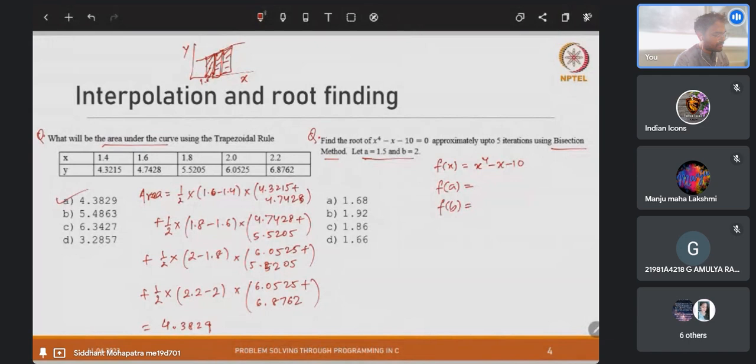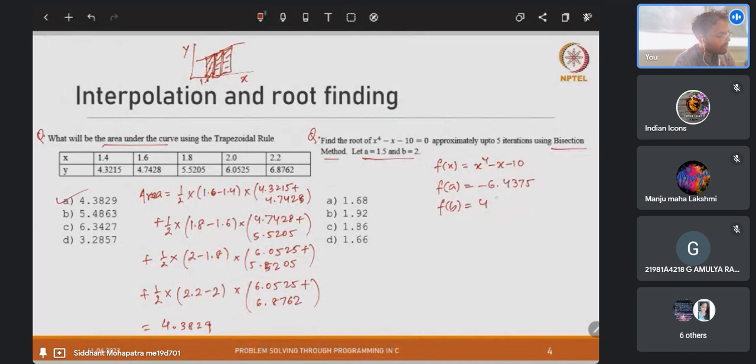It's 1.5 to the power 4 minus 1.5 minus 10, so it's roughly minus 6.44375, and we calculate it at 2 as well. So 2 to the power 4 minus 2 minus 10, so it's 4. As you can see, both f of a and f of b have opposite signs, which is necessary for the initial conditions of the bisection method.